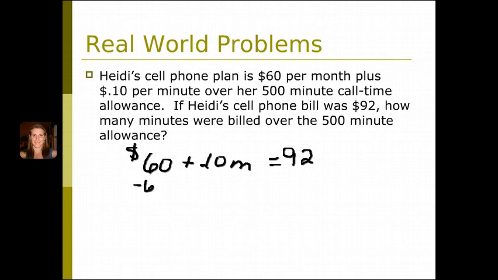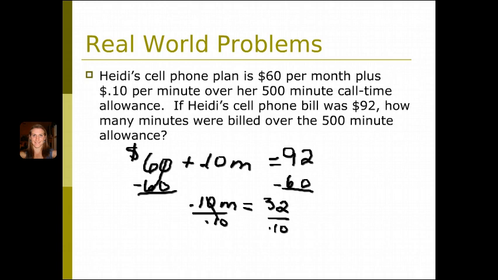Subtract 60 from both sides. We're left with 10 cents per minute equals 32. Divide both sides by 0.10. And you will see that Heidi talked 320 minutes over her 500-minute call allowance.